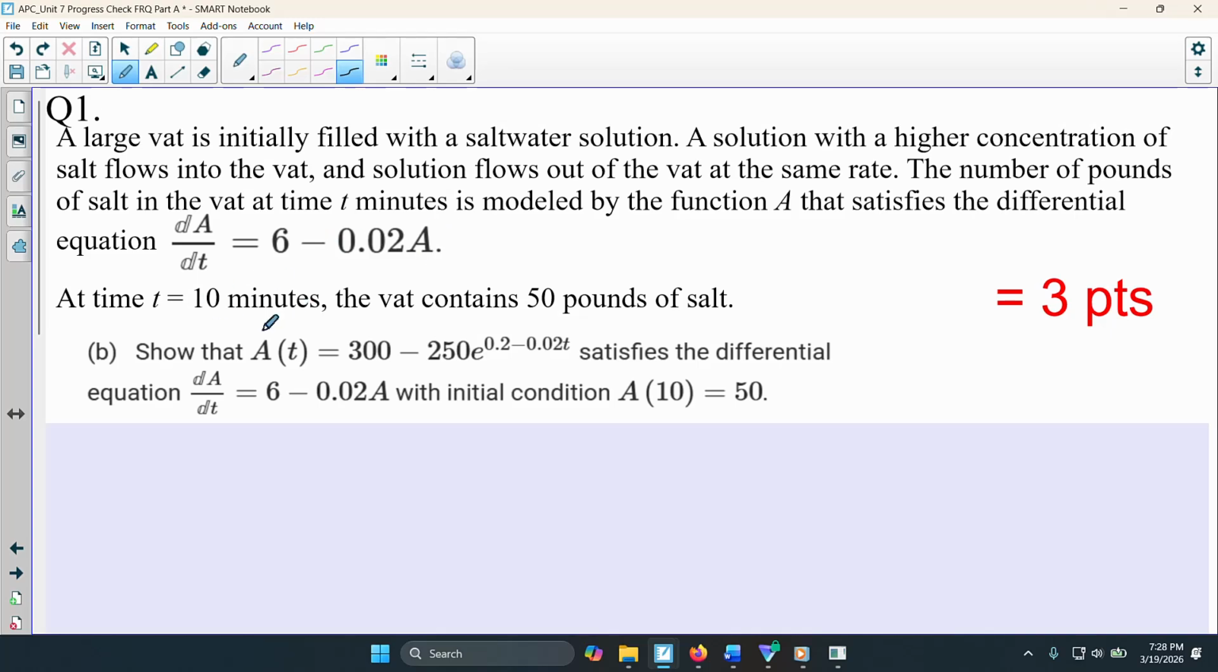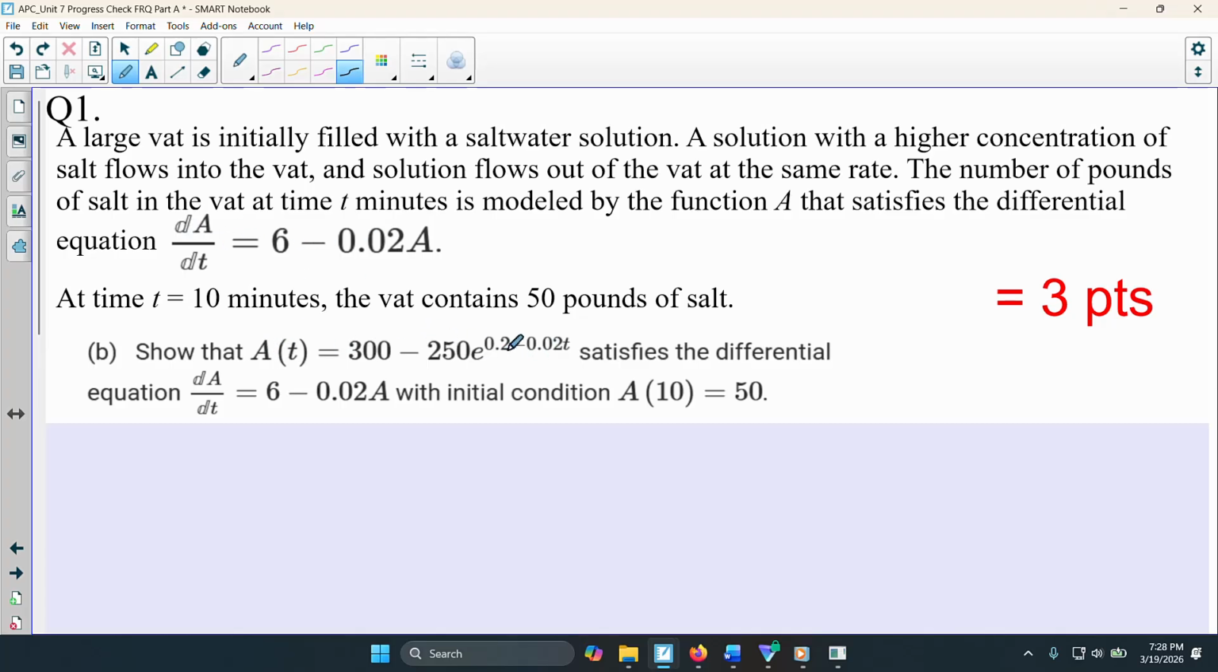Same setup. So part B, show that. Show that is a technique where you don't have to create anything yourself. They told you what the solution is. You just have to... Okay, sorry, I got distracted. So you just have to take a derivative of this to verify that you're going to get this, right?